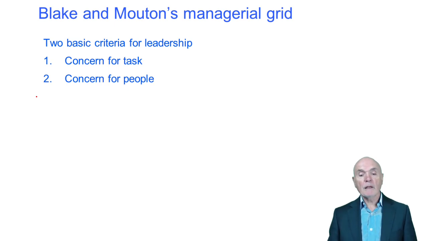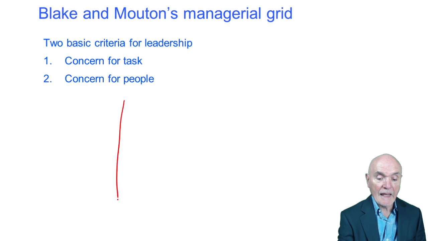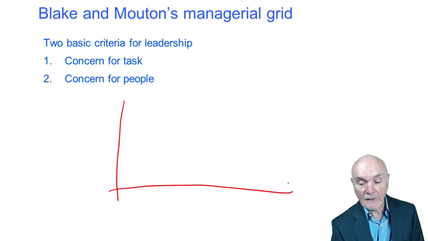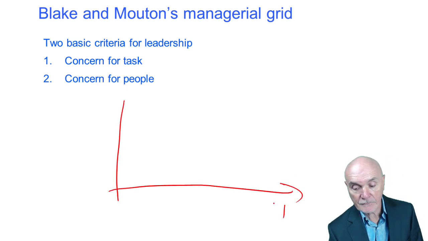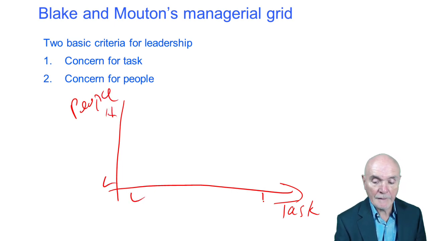Blake and Mouton developed a managerial grid, and they had out here concern for the task and concern for the people. That's high, low, low, high.